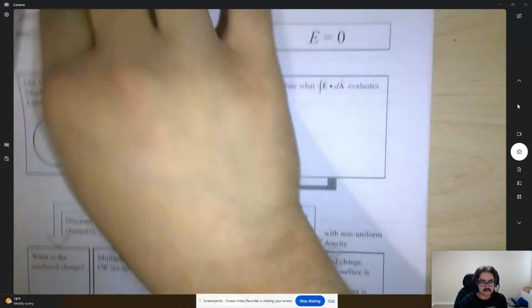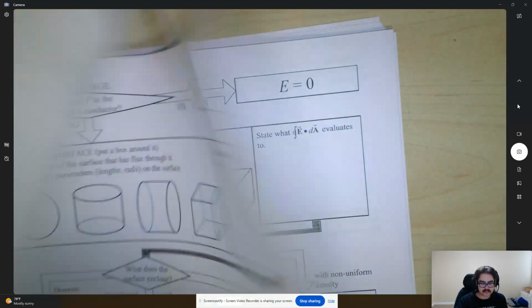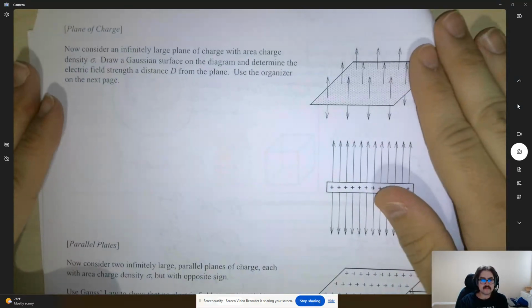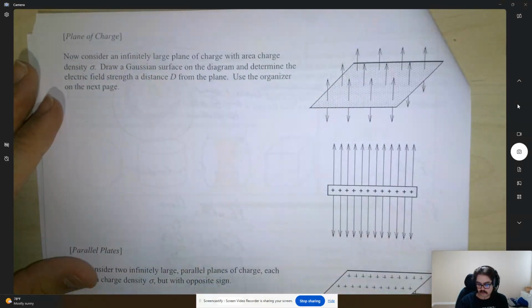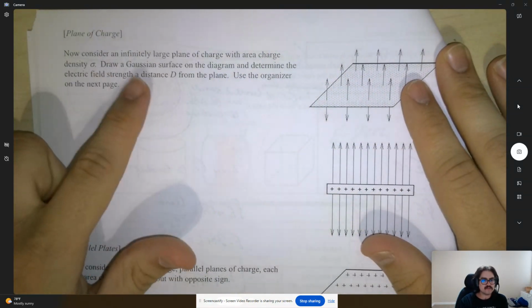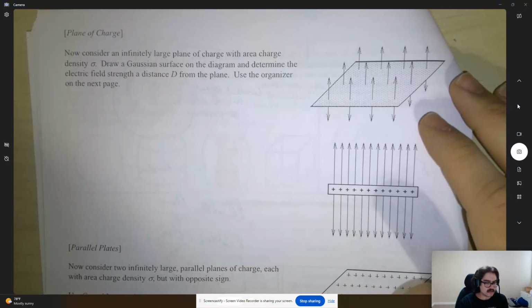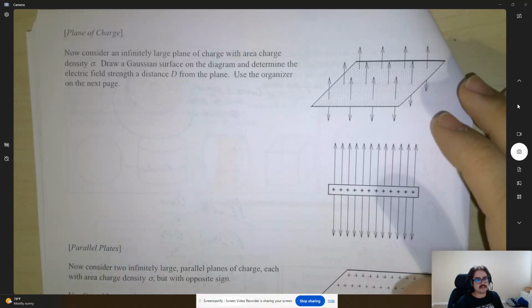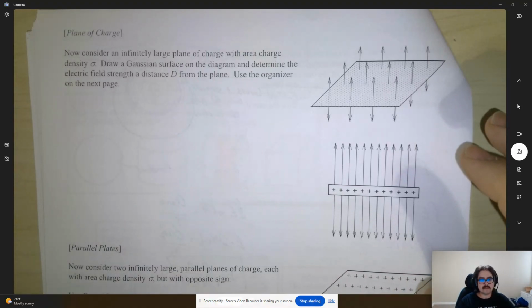Then we have the plane of charge and the parallel plates. I guess these are the last two right here. The plane of charge is an infinitely large plane of charge. It's got an area charge density of sigma. Draw a Gaussian surface on the diagram and determine the electric field strength at distance d from the plane. Use the organizer on the next page.